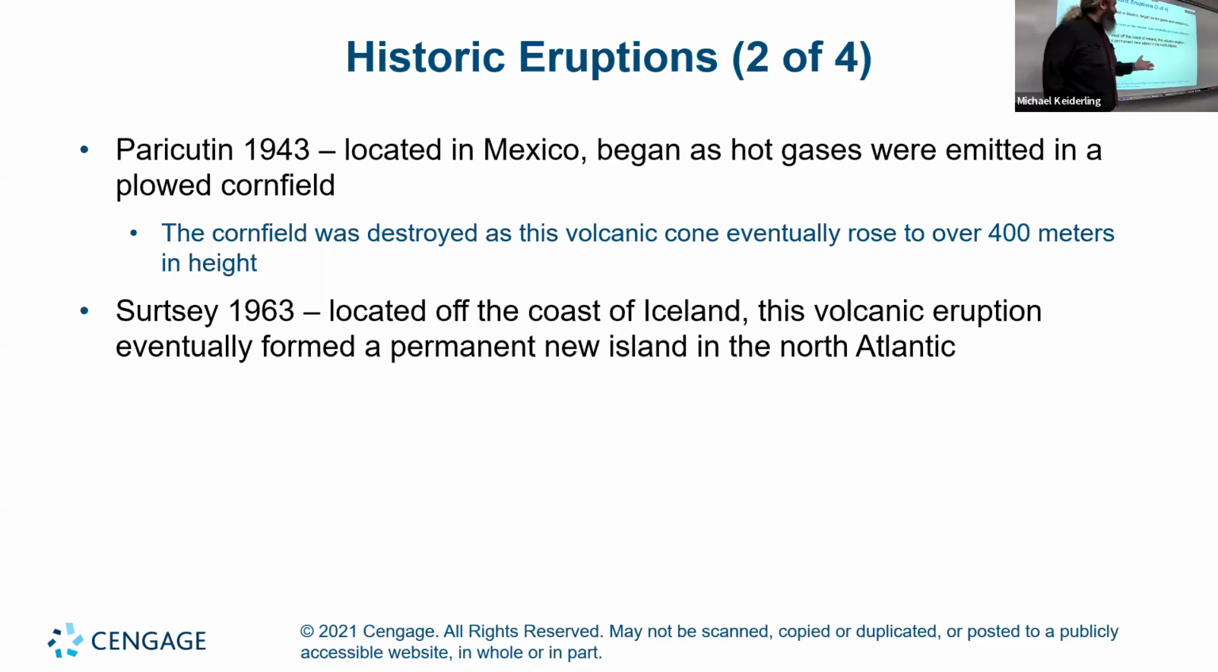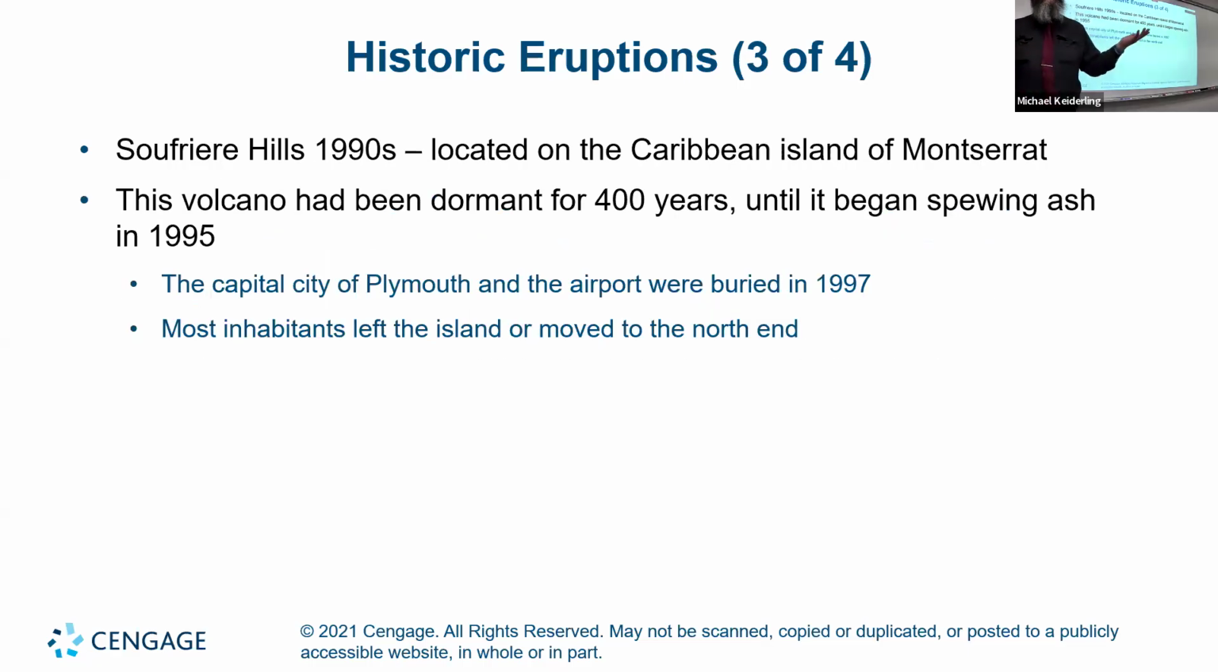Surtsey in 1963, located off the coast of Iceland. This volcanic eruption eventually formed a permanent new island in the North Atlantic. The Soufriere Hills in the 1990s, located on the Caribbean island of Montserrat. This volcano had been dormant for 400 years until it began spewing ash in 1995. The capital city of Plymouth and the airport were buried in 1997. And basically, most inhabitants left the island or moved to the north end. It rendered most of the island uninhabitable.